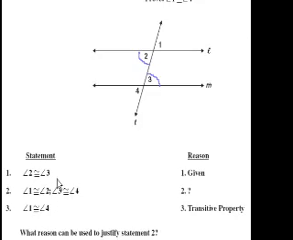So let's see. Statement 1, angle 2 is congruent to angle 3. That's given. I drew that already up here. Statement 2, angle 1 is congruent to angle 2. Angle 3 is congruent to angle 4. So they're saying that angle 2 is congruent to angle 1, or angle 1 is congruent to angle 2. That's right there. And that angle 4 is congruent to angle 3. Fair enough. And they say, what's the reason that you could give?